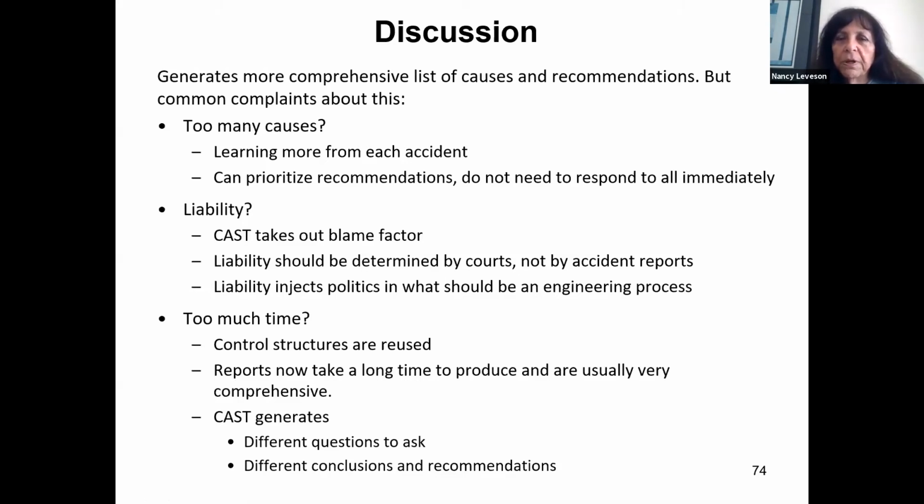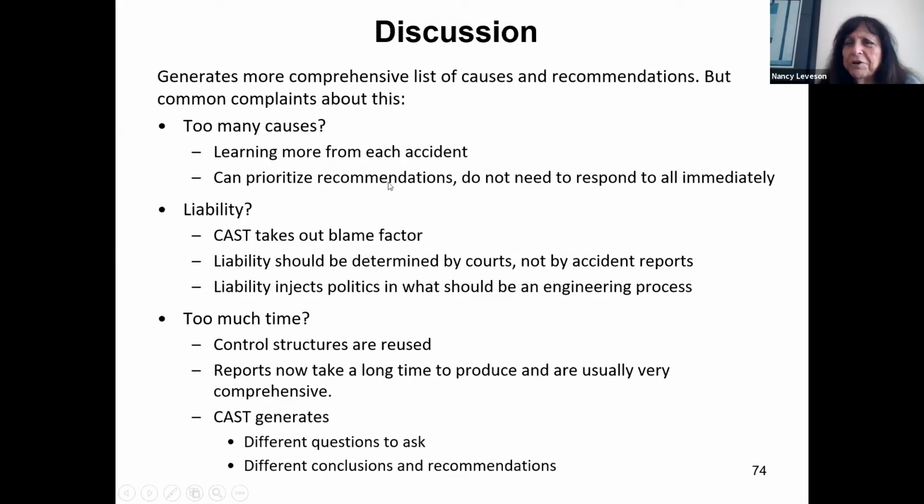People sometimes complain that CAST finds too many causes. This blows my mind that this is a complaint. But that's because we're learning more from each accident. So we're going to have fewer accidents because we can fix more and we're learning more. It just makes no sense to say, I don't want too many causes. I want something simple, and it's usually a person I can just fire.